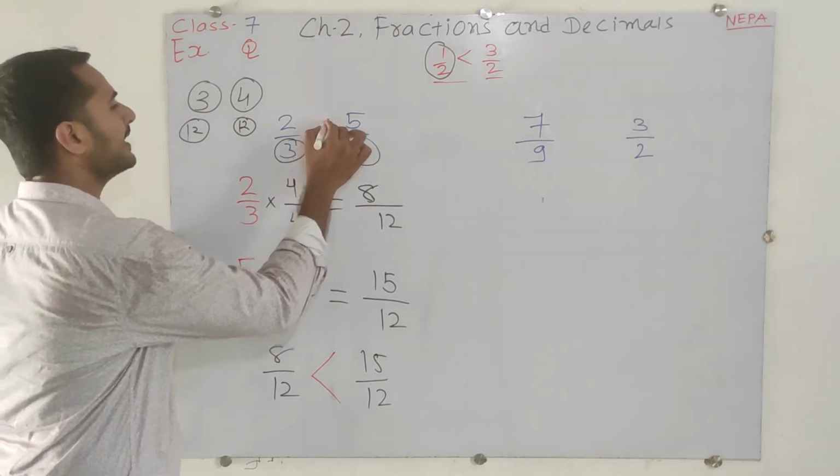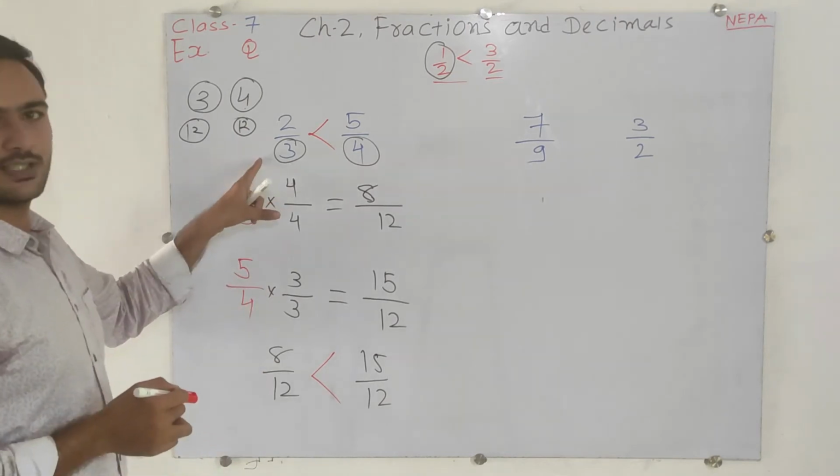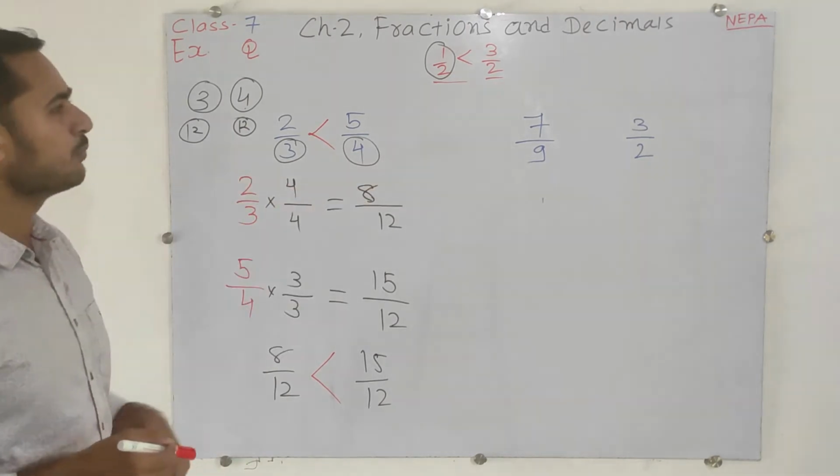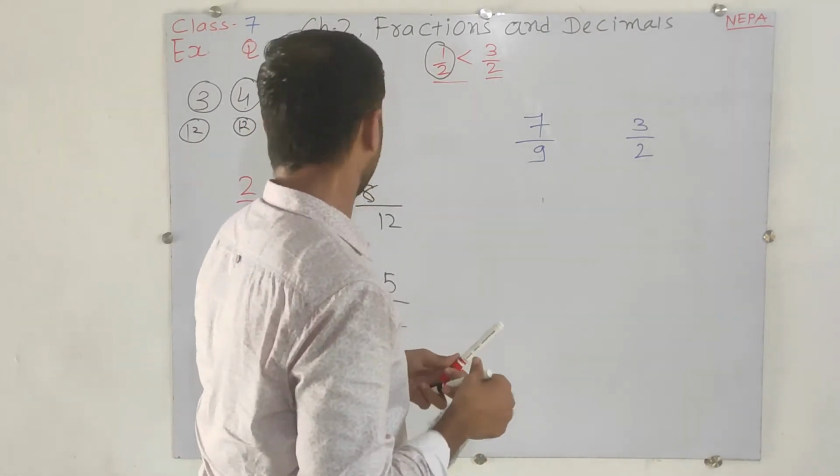So it means 2 by 3 is less than 5 by 4. Okay. So by these numbers we can say this. Clear? Let's see one more example, that is 7 upon 9 and 3 by 2. So again I will just follow the same process.